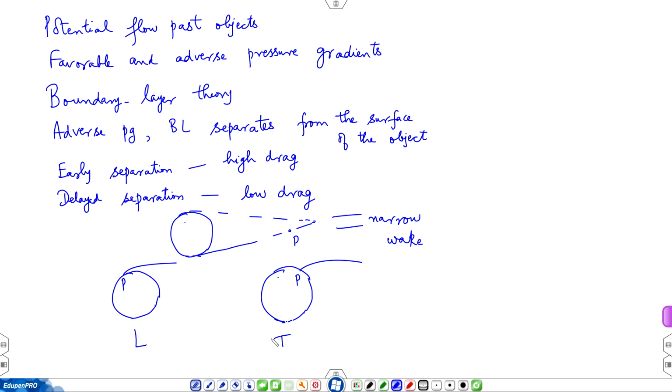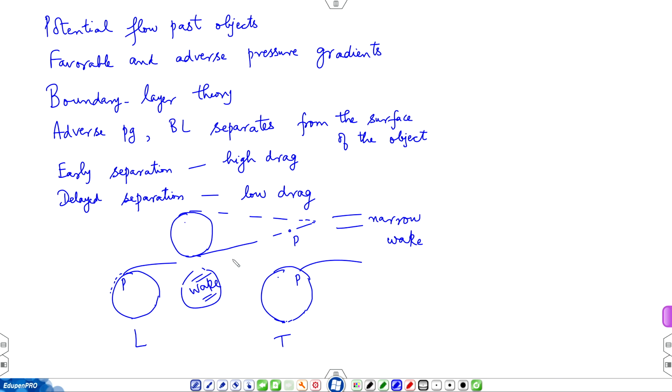Now, just a small comment. Potential theory will hold outside the boundary layer, boundary layer theory will hold inside boundary layers. Then what theory do you use in the wake? This is the wake. This wake is the disturbed region of the object.